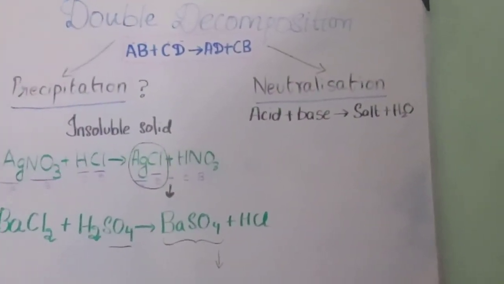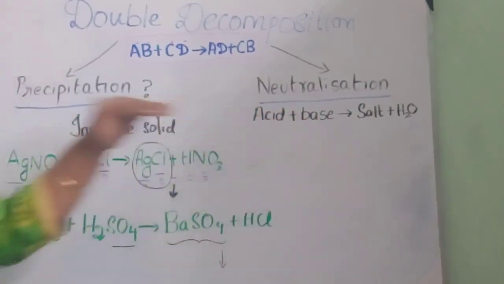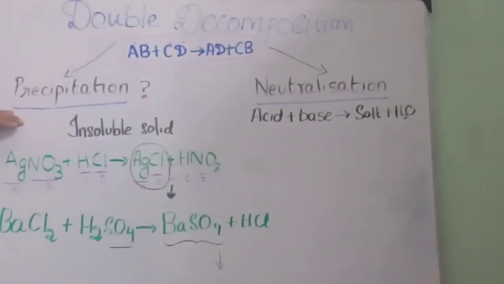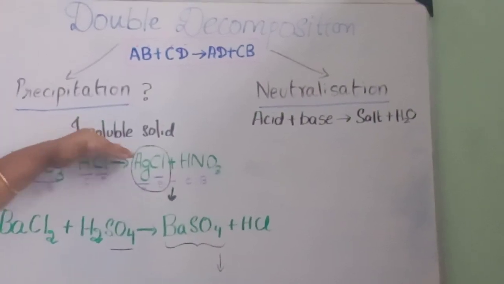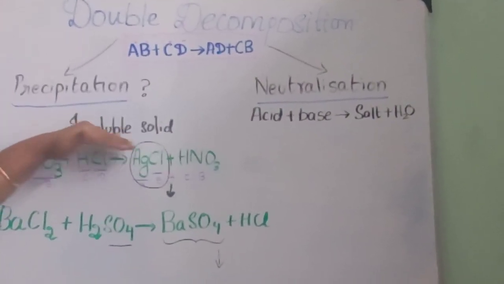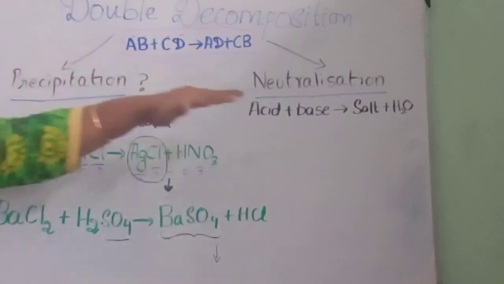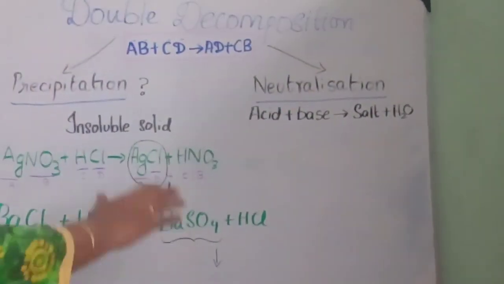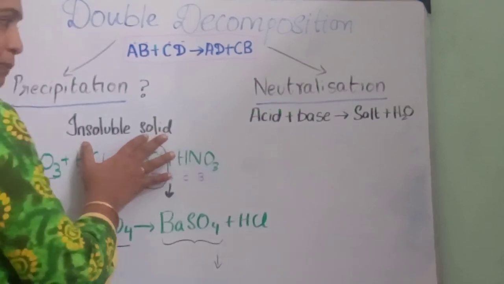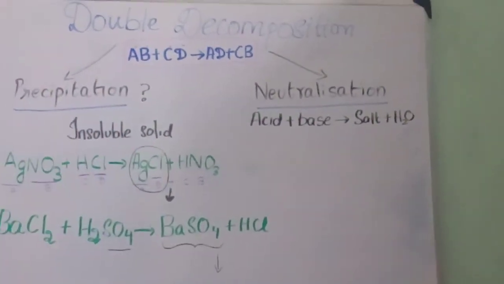There are two different types of double decomposition. One is precipitation reaction. In a precipitation reaction, there is a formation of an insoluble solid, which we call a precipitate. And the second one is neutralization reaction. An insoluble solid only is called a precipitate. So we are going to see two examples for that.